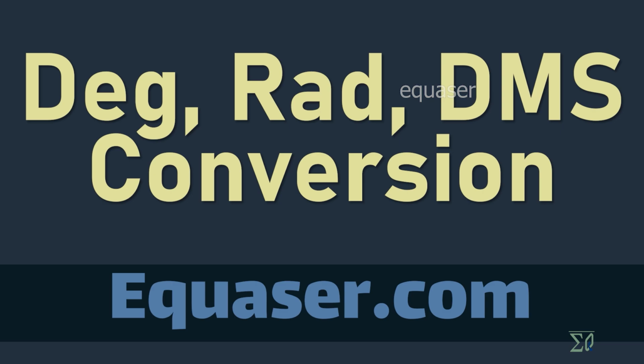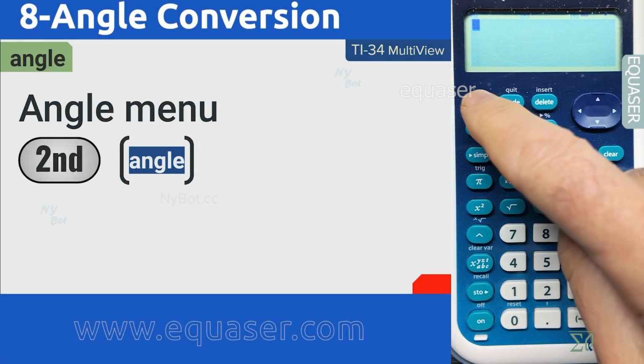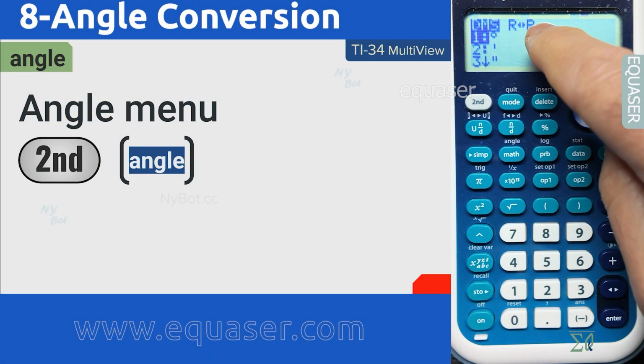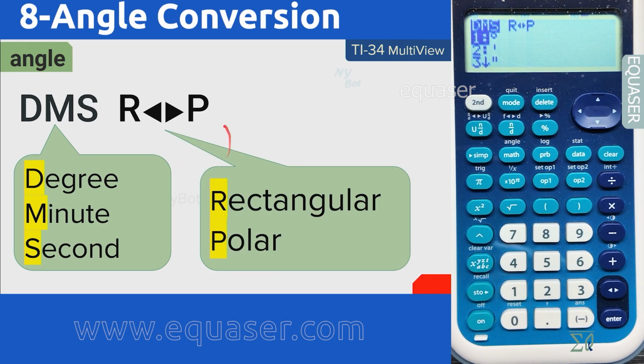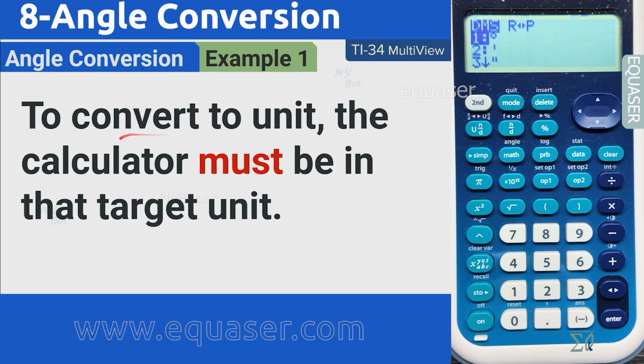Now let's do some angle conversion between degree and radian. We have an angle menu, second function, angle. We will see DMS, which refers to degree, minute, and second. And then we have RP, rectangular and polar conversion. To convert to a specific unit, the calculator must be in the target unit.